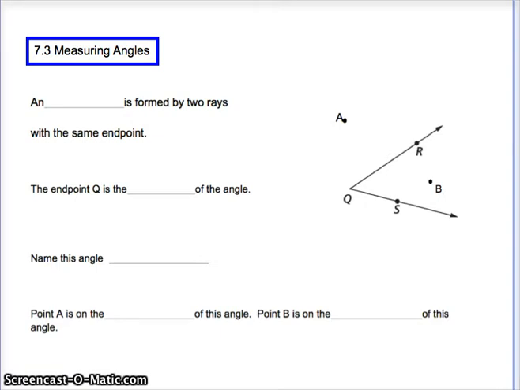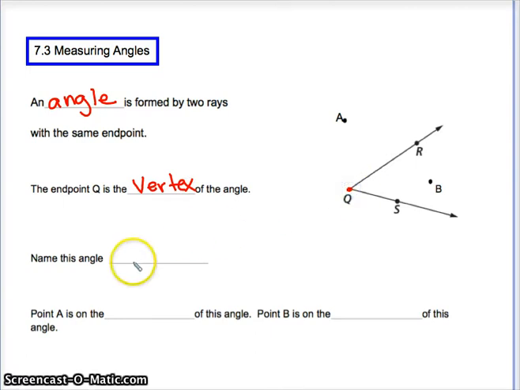Before we can start talking about measuring angles, we've got to talk about what exactly an angle is. Well, an angle is formed by two rays with the same endpoint. And over to the right, you can see an angle here. It's formed by ray QR and ray QS. Now, the endpoint Q is what we call the vertex of the angle. Right, and that's where my two rays come together at that same point.